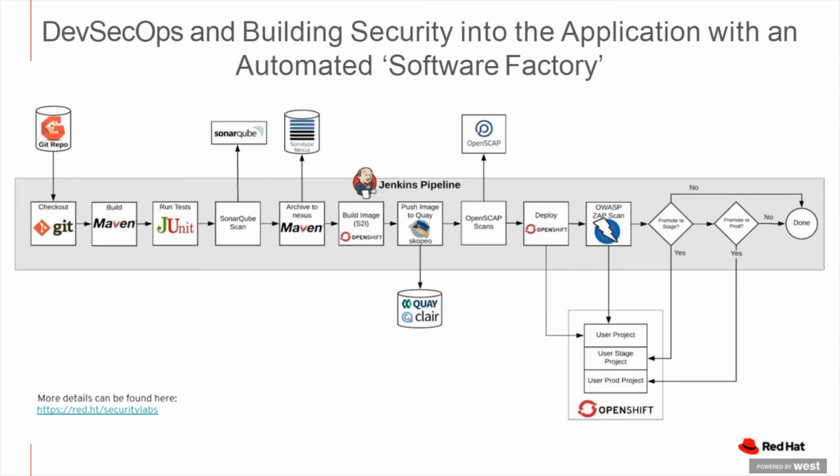You send the produced artifact to Nexus for storage. You build a container image containing our application. You push it to Quay for additional security scanning, like for vulnerabilities. Perform an OpenSCAP scan to do compliance scanning. Deploy that application to OpenShift so that it can be scanned for web vulnerabilities by OWASP ZAP. Then we have the opportunity to promote the application to other OpenShift projects if we're satisfied with the results.